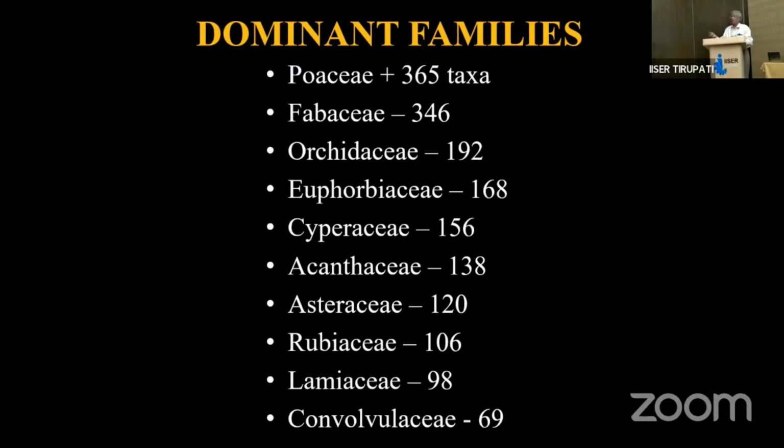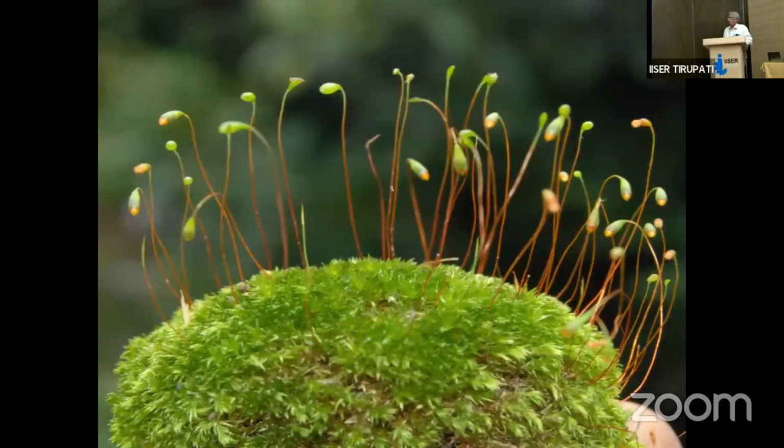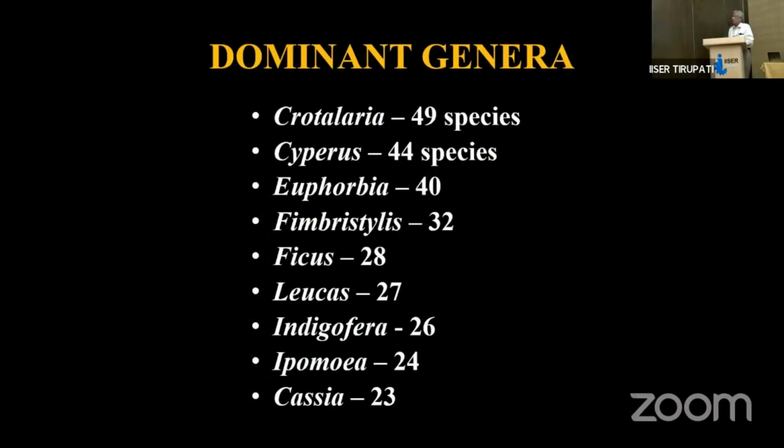So what I'm trying to show, these are some of the top 10 families. Remember here, Orchidaceae. We also brought out a book on orchids of Eastern Ghats, only orchids of Eastern Ghats. 192 species are there. When I went to USA to my son's house, he bought an orchid for $20. Why don't you exploit our orchids? 192 species of orchids are there in just Eastern Ghats only. Remember, when I say 365, these are the top 10 families. These are some of the dominant genera, Crotalaria, Cyperus, Euphorbia, Ficus. Remember, there are 28 species of Ficus, whereas Leucas has 27 species.